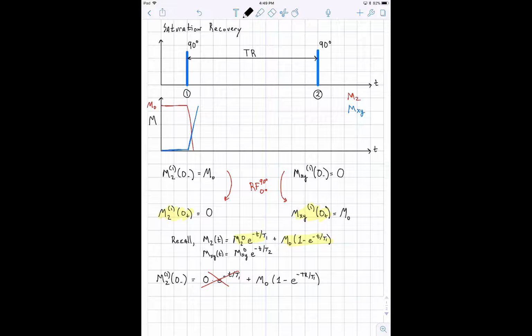The other thing we want to do is keep track of what happens to our Mxy, same time point, so immediately before event 2. And what's our initial condition for our magnetization? We're looking at this relaxation expression here, right? So what's the initial condition for our transverse magnetization at this point in time? Just M0, right? So that's just coming down from here. And then it's going to decay, because that's what the equations for relaxation tell us. And so it's M0 times e to the what? Minus TR over T2.